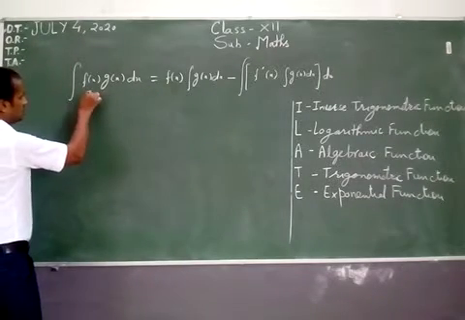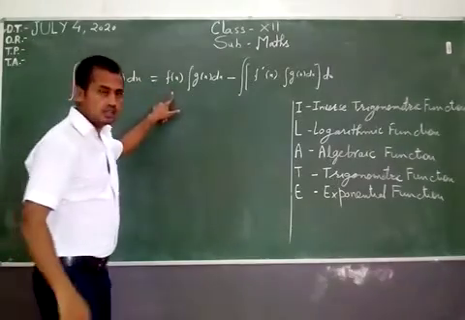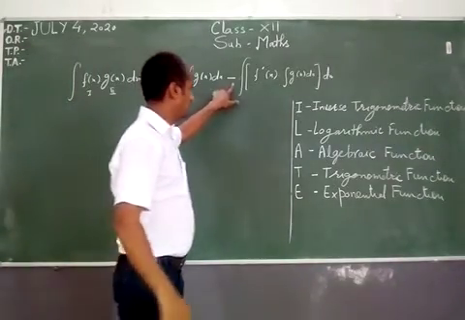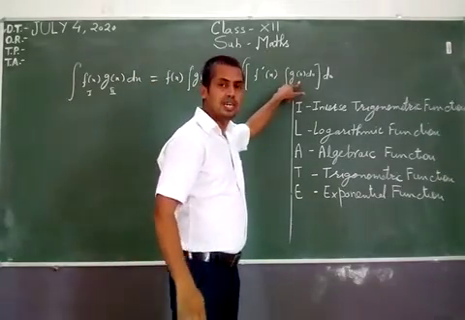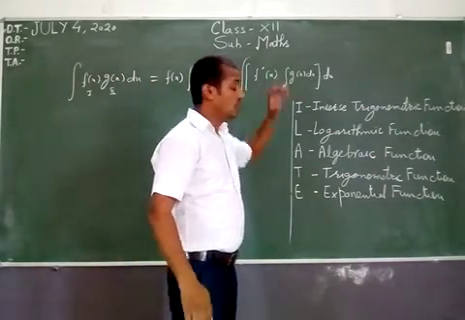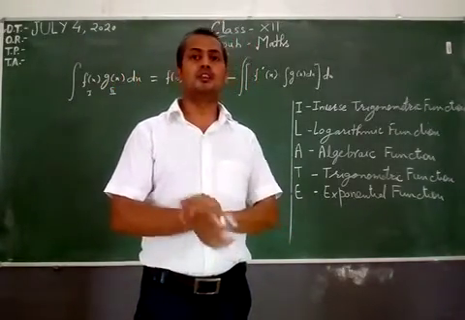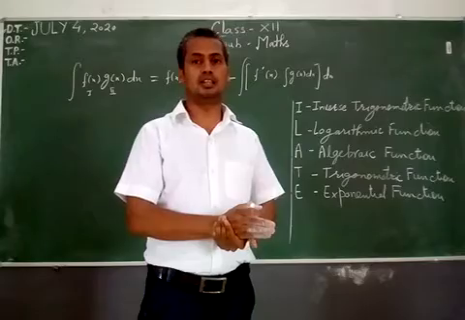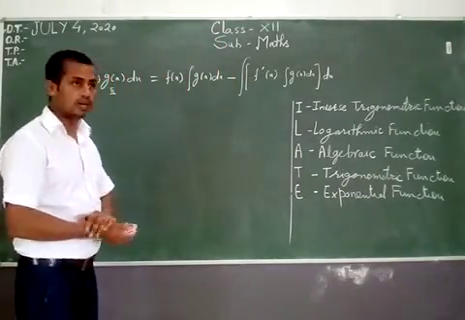Suppose that this is the first and this is the second function. First as it is, integration of second, minus integration of first derivative into second integral. This is a product of first derivative and second integral. We can understand the given formula and how we can apply it.